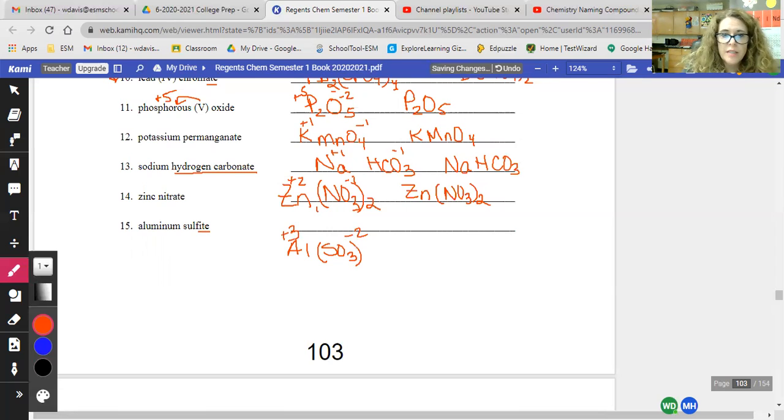So when you crisscross, I'm going to bring this 2 down here, so then I'm going to have a +6, so 3 times 2. And I'm going to bring the 3 across down here. And so I have 3 times -2, so I have a -6, +6. That looks good. And then rewrite it to make it look pretty, Al2, and then SO3, 3. Remember, you need the parentheses because we have 3 sulfites, not 33 oxygens. And that wraps up page number 103. And we're going to work on some more Roman numeral stuff in our next page on page number 104 in our next video.